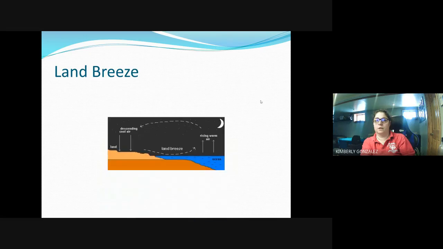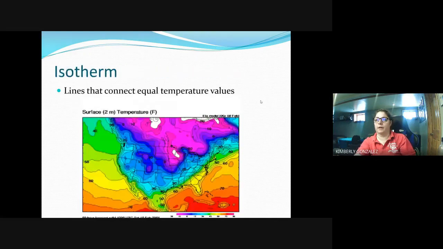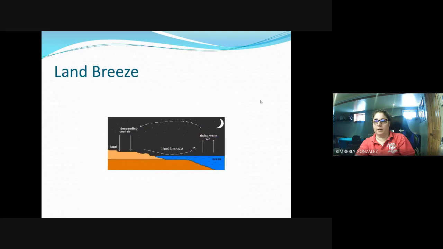So here's just another picture showing it. Okay? And again, this time the water is on our right, whereas in the last picture, the water was on our left.